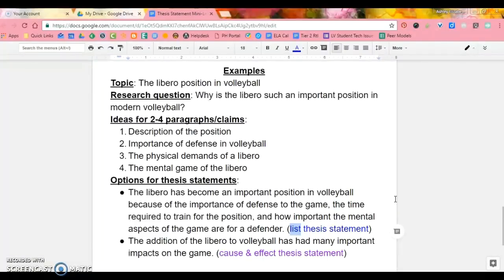But one option might be, the libero has become an important position in volleyball because of the importance of defense to the game, the time required to train for the position, and how important the mental aspects of the game are for a defender. That's considered a list thesis statement, and so that's one of the options that I might ultimately decide to choose.